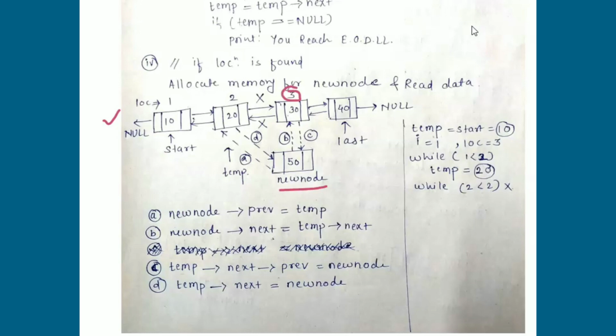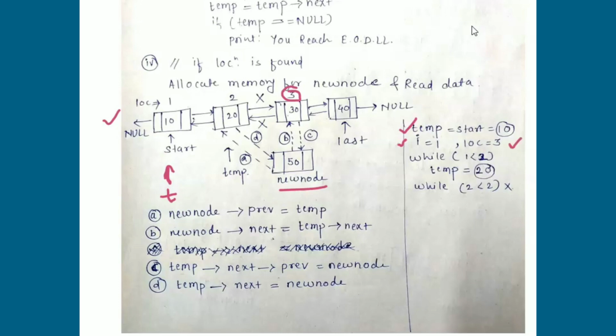So how will this insertion operation be done? First, the task we need to perform is to traverse up to that location, so for that we have to use the while loop. temp = start, that was the initialization. So currently my temp is pointing to this location. After that, I assign i = 1, because I want to move up to location minus 1, that is up to 2. Just for incrementing purposes, I have used one variable, that is i, and it is already initialized to 1.